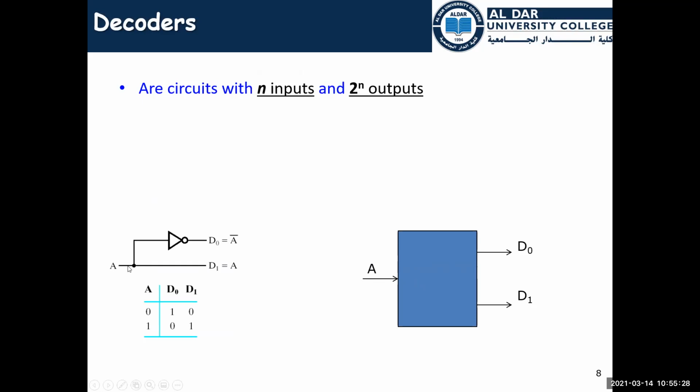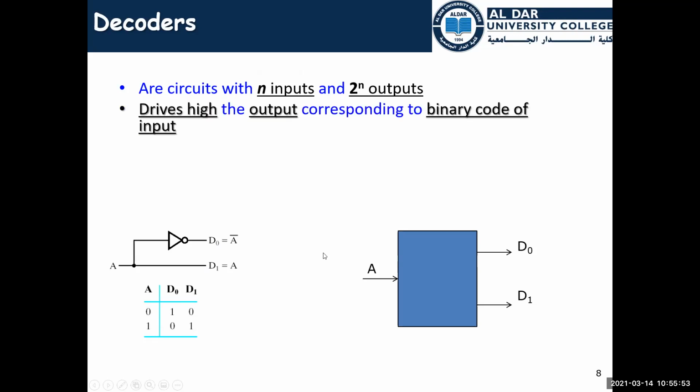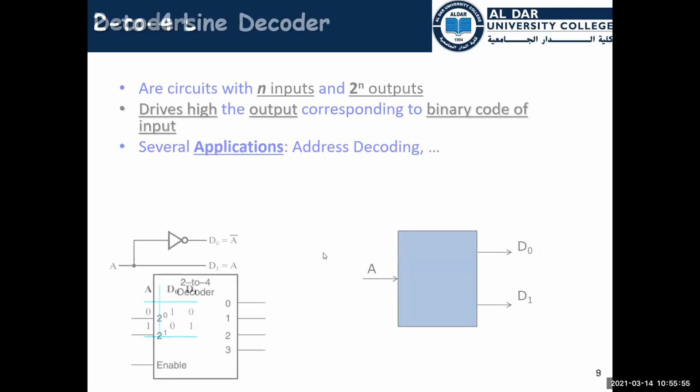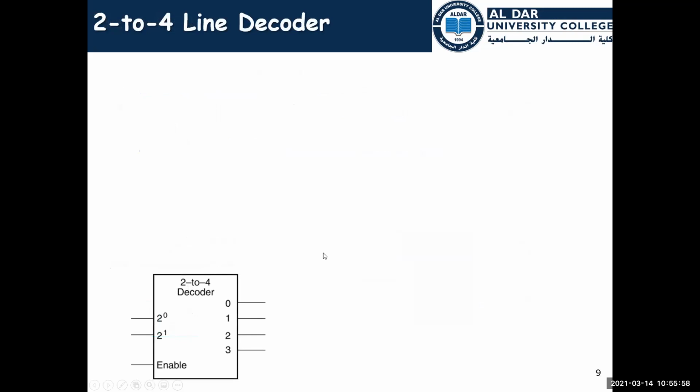The 1 by 2 decoder is just the complement of A and A itself. So the complement of A will be D0 and A itself will be D1. And the truth table of this very tiny circuit: if the input A is 0, the output will be D0. If the input A is 1, the output will be D1. So it is very simple. Okay. What about this one? This one is very important because you are going to use it many times.